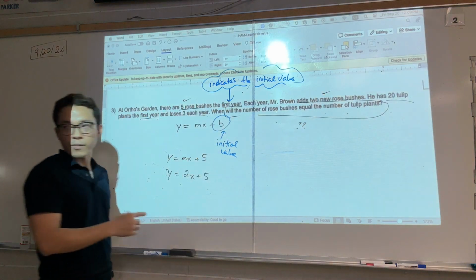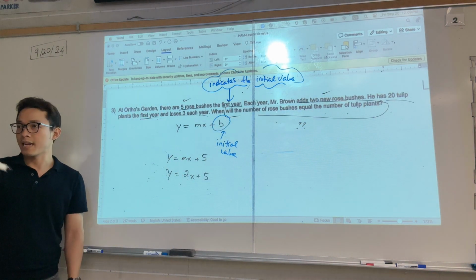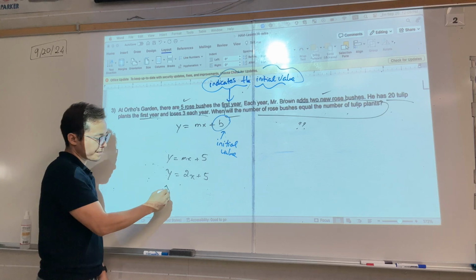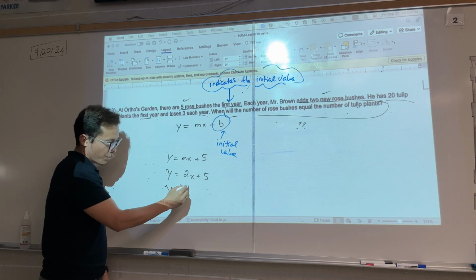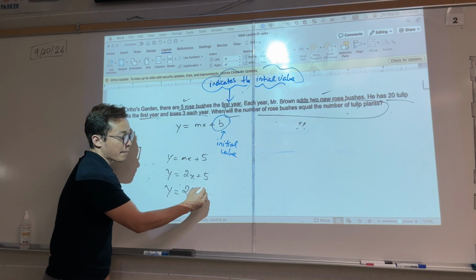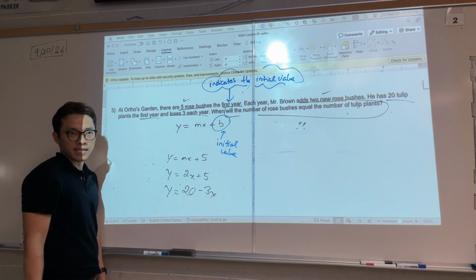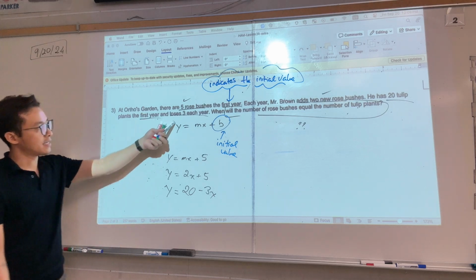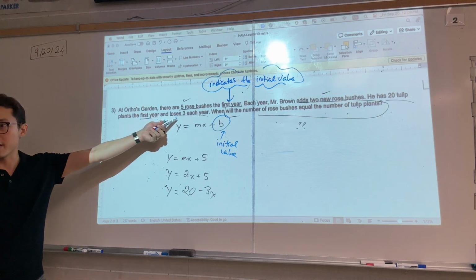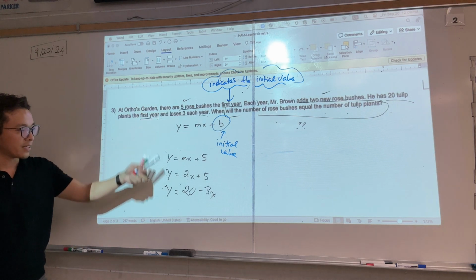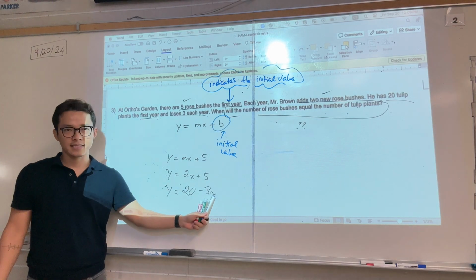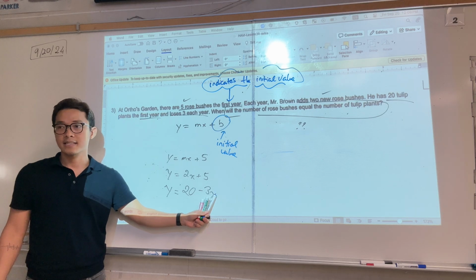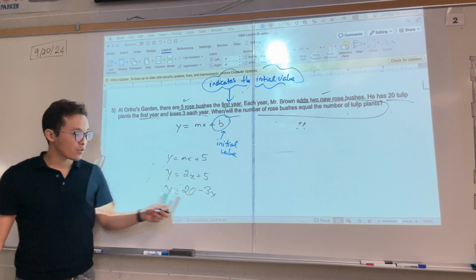Second equation. Who can help me? Layla, right? y equals 20 minus 3x. Right, 20. Okay, you started with 20 minus 3x. Why minus 3? So it decreases every year. It loses 3 each year. They're not adding anymore, so that's why it's going to be negative 3. In this case, x is still the number of years. y is?